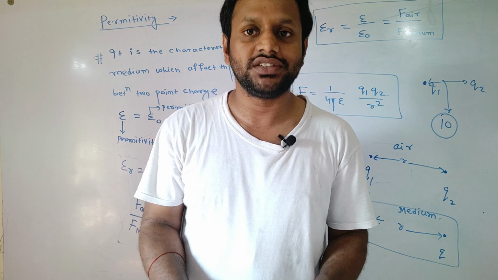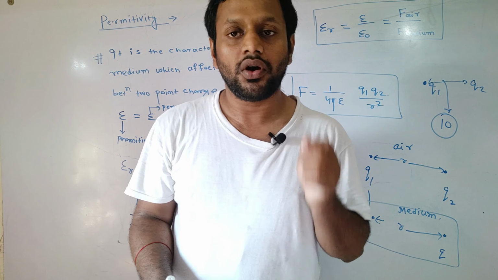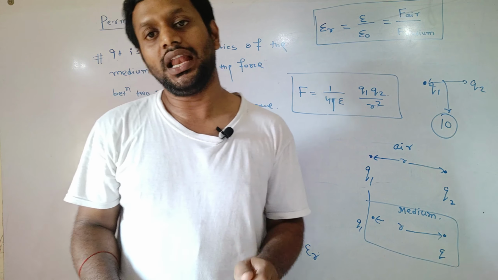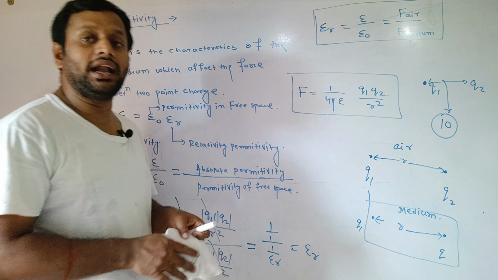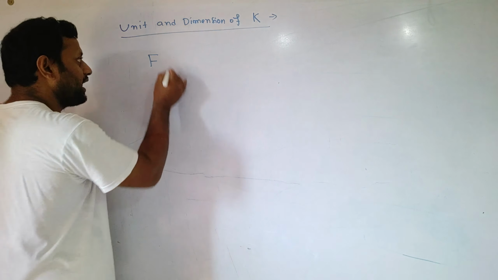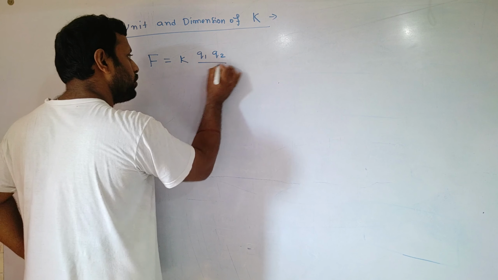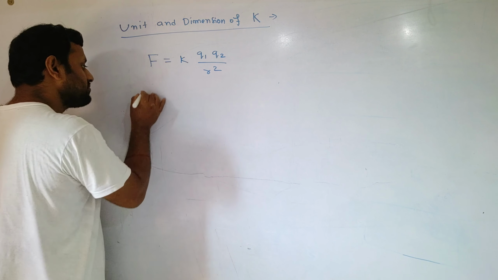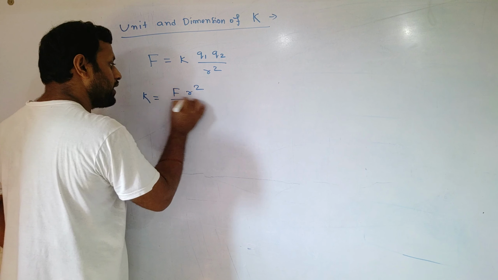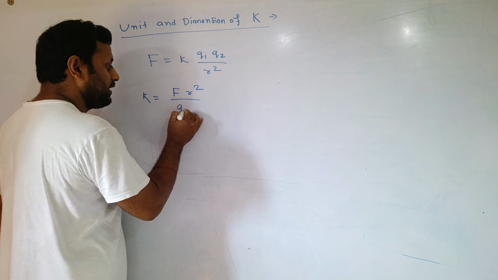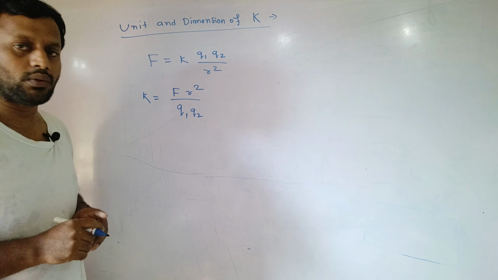Now my objective is to calculate the unit and dimension of Coulomb constant K and epsilon, that is permittivity. So next give the heading unit and dimension of K. Coulomb's law is saying F is equal to K Q1 Q2 by R square. My objective is to calculate K. So K is equal to F R square divided by Q1 into Q2. First I will concentrate on calculating the unit.